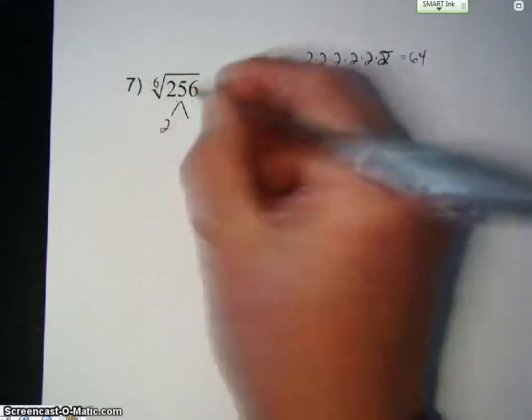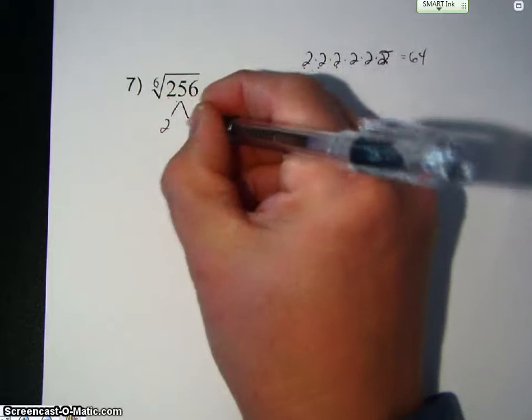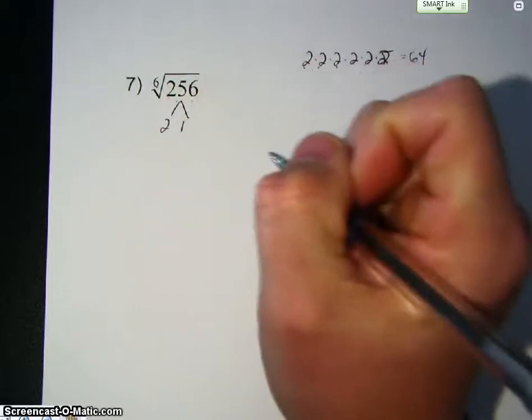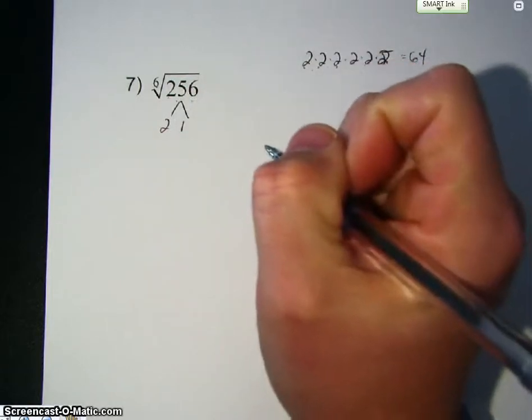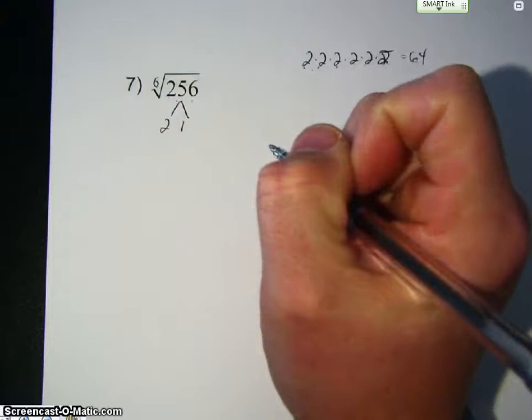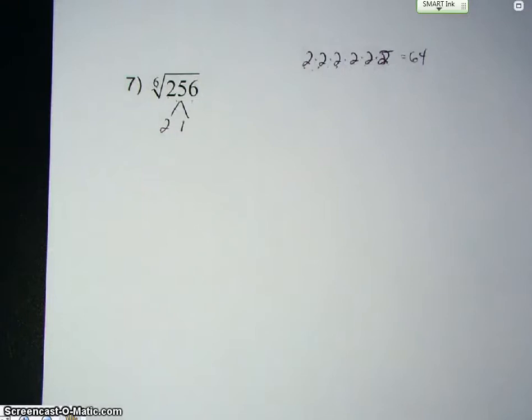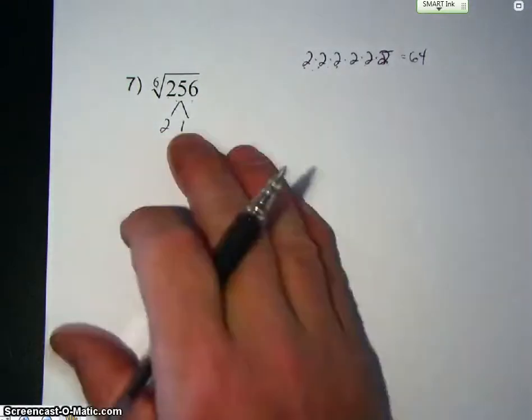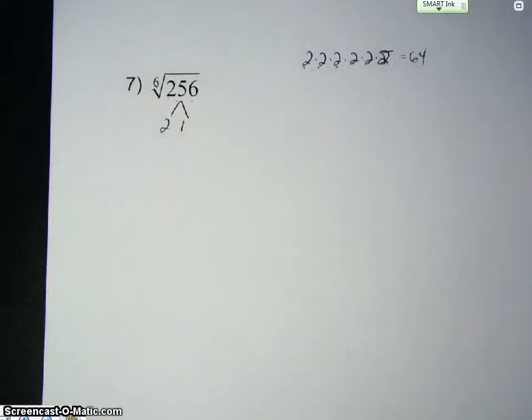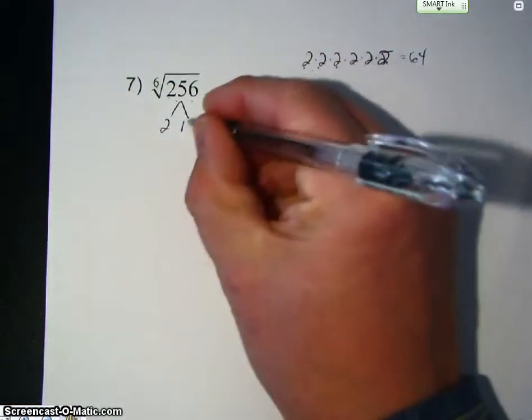So 2 goes into 256. What is it? Alright, I'm having a brain fart here, folks. Apparently, when I was throwing up yesterday, I must have thrown up some of my brains too, because I can't even divide 256 by 2. It's 128.